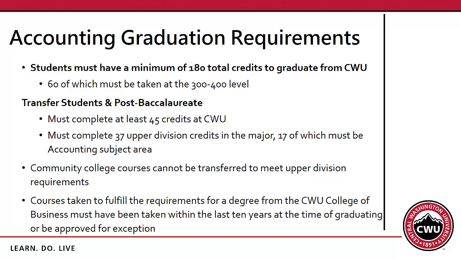In your accounting major, you must take at least 37 upper division credits in the major at CWU, 17 credits of which must be accounting-specific coursework. The College of Business will not accept community college coursework towards meeting the 300-400 level coursework in the major. All classes counting towards the major must be completed within 10 years of graduation, unless an exception has been granted.